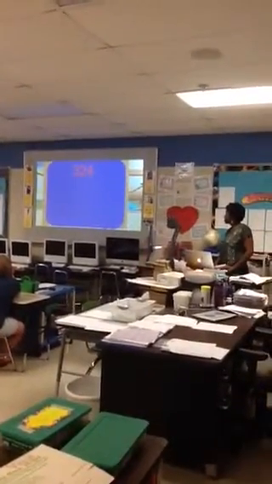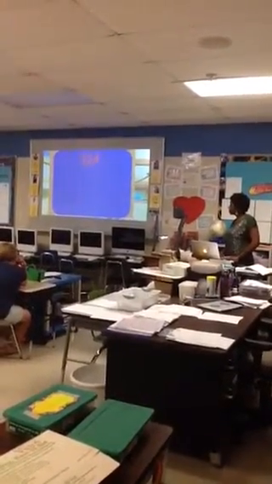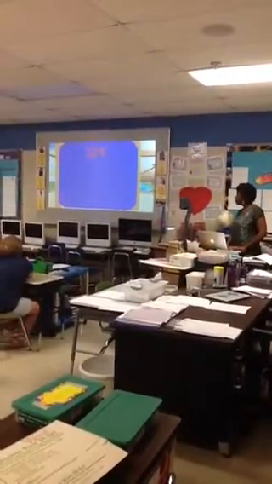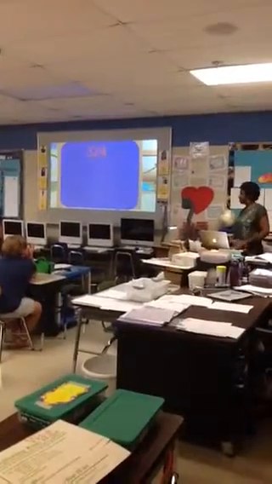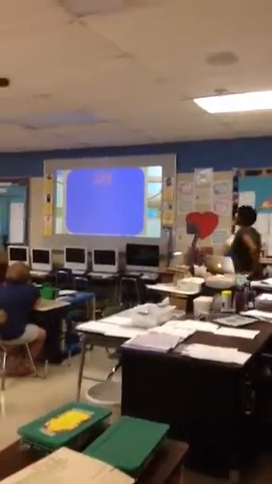Here we can see the number 324 in its standard form. We need to write this number in expanded form. Let's start by looking at the 3. How much is the 3 worth in this number? 300, because it is in the hundreds place. So we would write down 300.